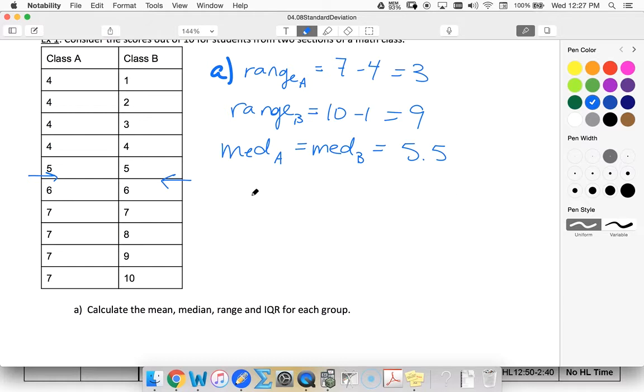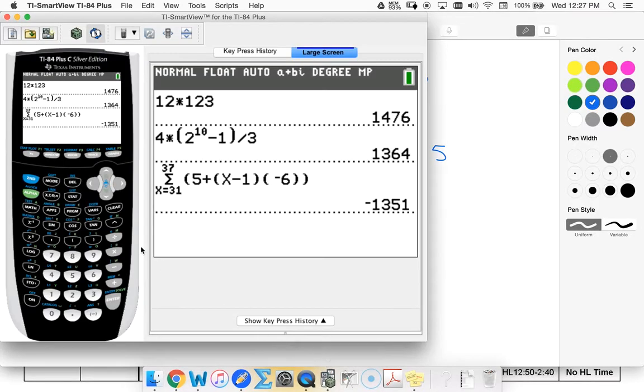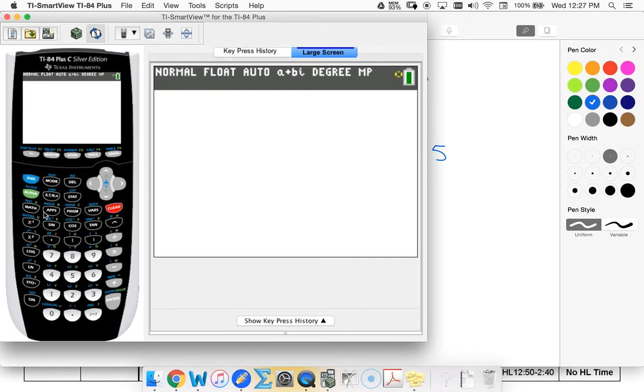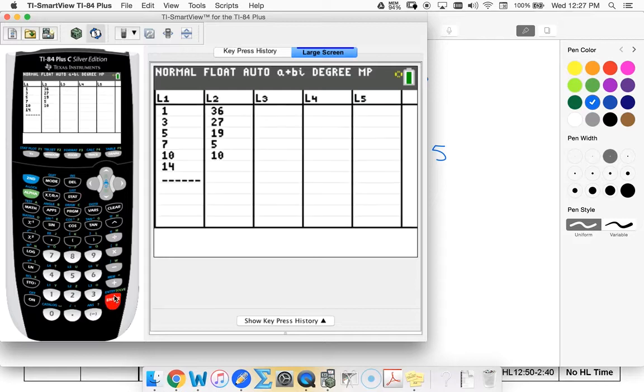My mean, I could calculate by hand, or I could use my calculator. And I'm going to use my calculator because I also want to know the IQR. So my calculator is going to tell me my mean and my quartile values. So let's go ahead, clear this out. I'm going to go into Stat and Edit and enter my lists. So I can hit Up and Clear to get rid of any data.